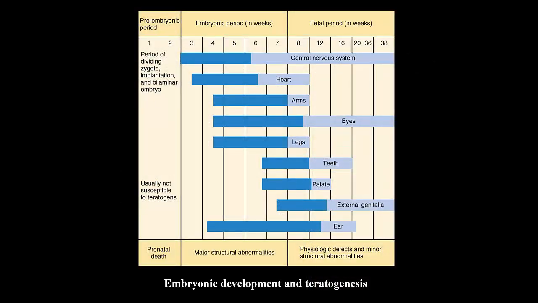This graph shows teratogenesis with respect to stages of embryonic development. As you can see, the impact on the embryo is dependent not only on the chemical, but on the stage of development, and some stages are much more susceptible to negative outcomes.